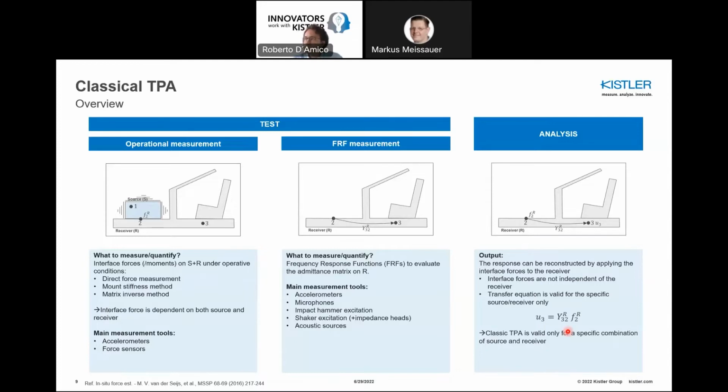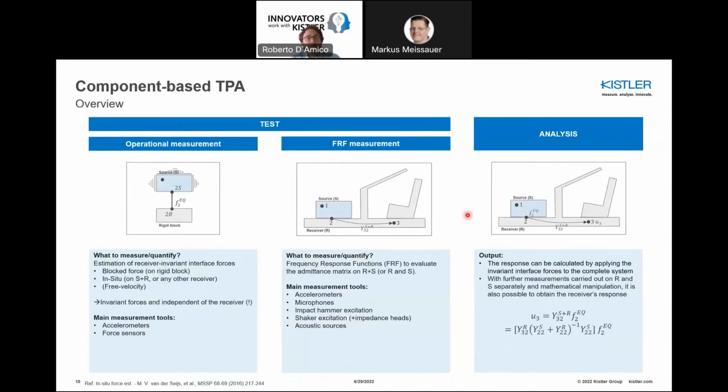Therefore, what researchers and engineers have been doing was developing an approach which is called component-based TPA, which we will now quickly review. And this approach, I must tell you, is basically nowadays the most widely used. So if you look into the literature, you're going to find a wealth of papers, information, researchers, engineers who apply these methods to predict and do much more with it.